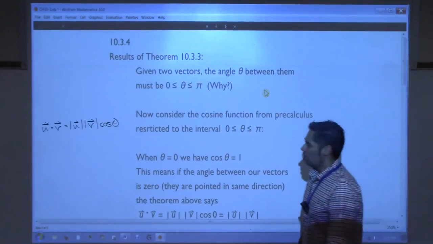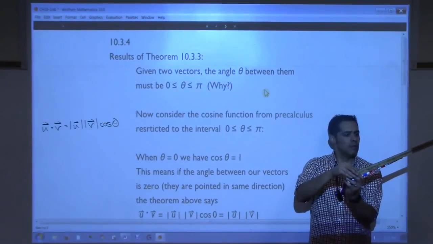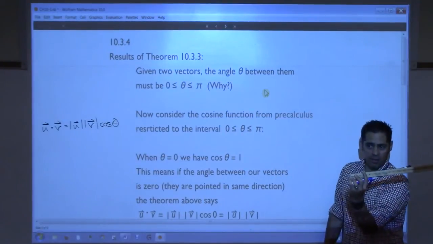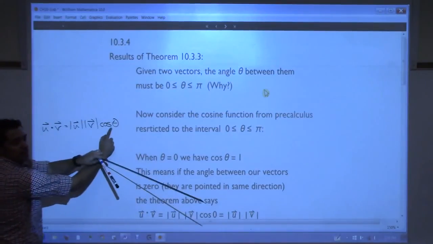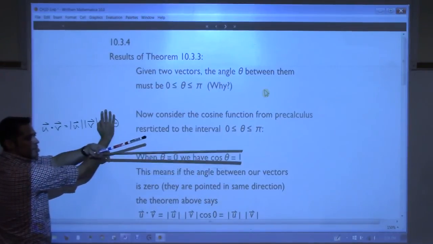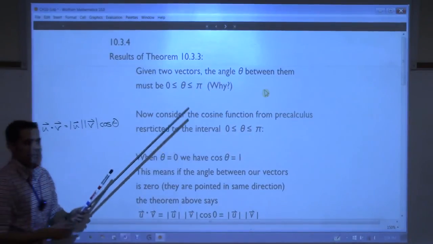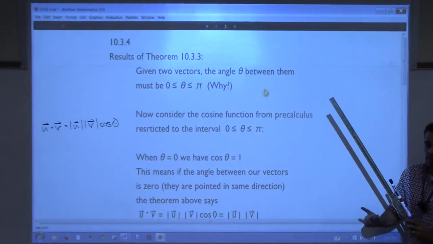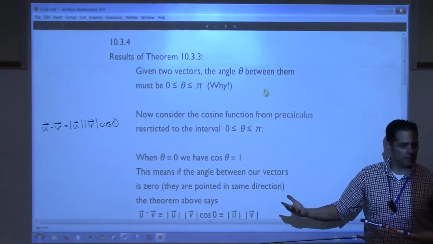Yeah? So if the angle between the 2 vectors is 0, then what does the dot product represent? If the angle between 2 vectors is 0, what does the dot product represent? This is a 1 now, isn't it? So it's just what? The dot product is just their lengths multiplied. That's all it is. Understand? So if your vectors are pointed in the same direction, then the dot product represents the product of their lengths. It's a number. It's the length of each one multiplied together.